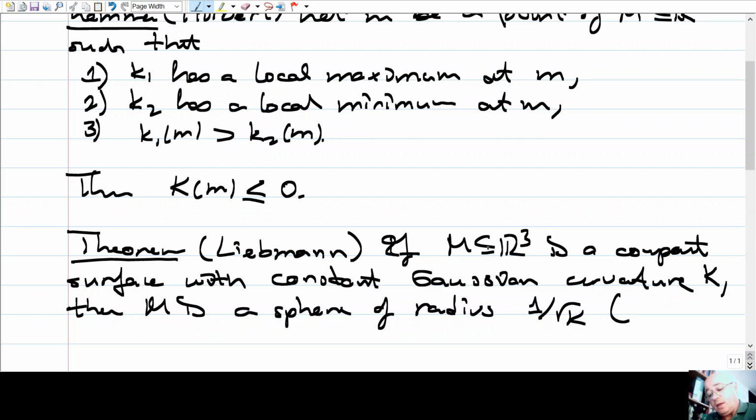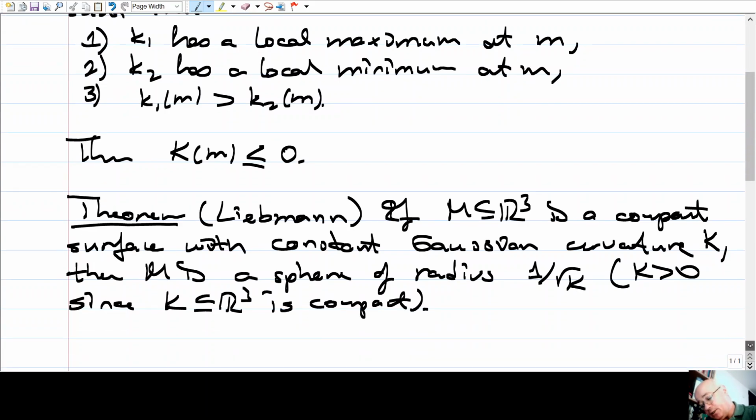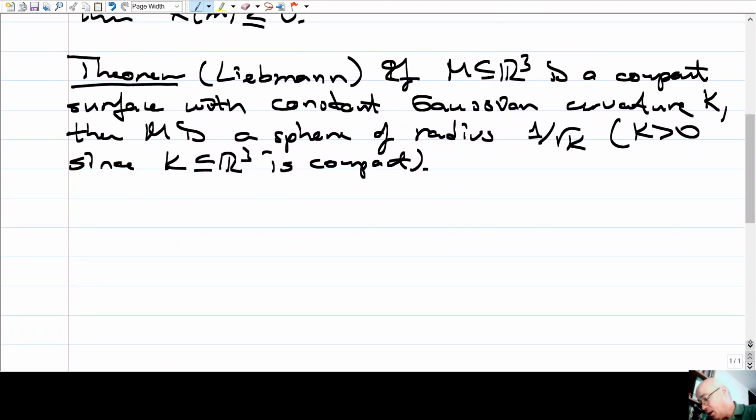Well, since M is a compact surface, there is at least one point at which the Gaussian curvature is positive, but since by assumption the Gaussian curvature is constant, K is necessarily a positive number. That's why we can take square root of it and divide by the square root of K. So K is positive since M is compact. Okay, we know this. That was another theorem we proved. All right, now let's see the proof of this theorem.